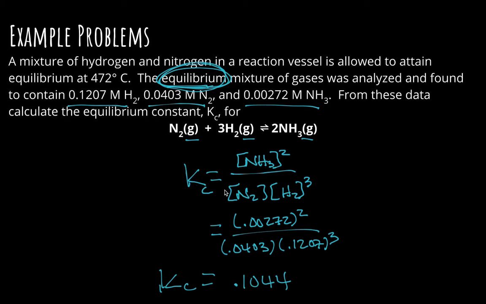Now for this one, since Kc is a small number, that means that there's not very much product being produced. So we would say equilibrium on this one lies to the left. There's more reactant present at equilibrium because of that small value of K.